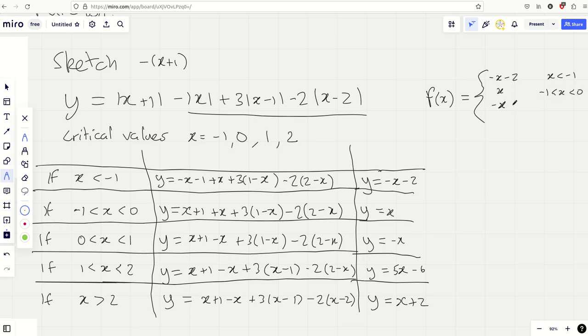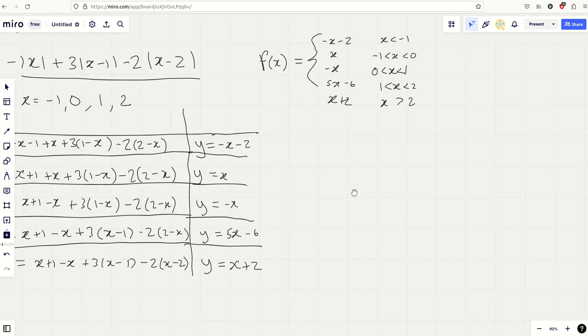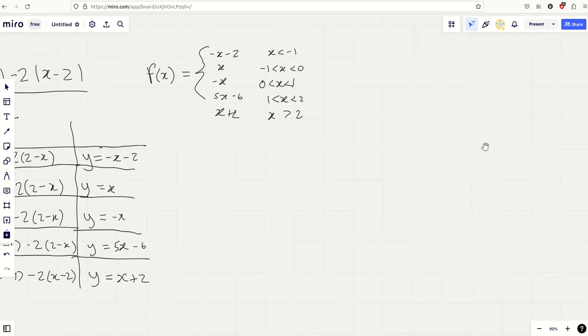And then minus x when x is between 0 and 1. And then 5x minus 6 when it's between 1 and 2. Missed a little less than. And then finally x plus 2 when x is greater than 2. That's our whole curve. And with these piecewise functions, you can just draw them bit by bit. Yeah. Now, I've been a bit lazy here.